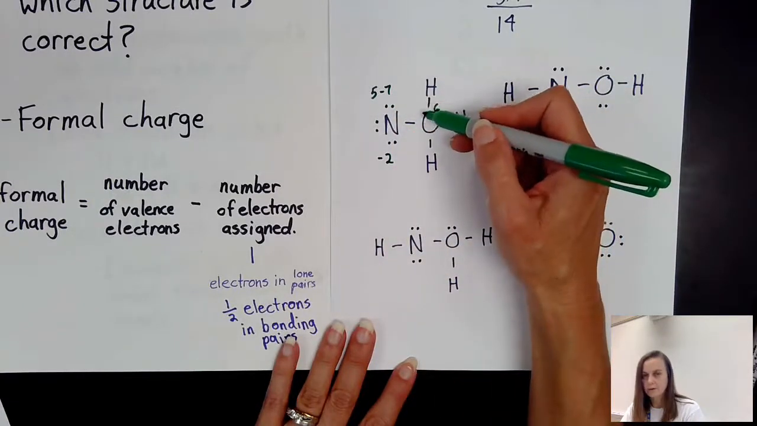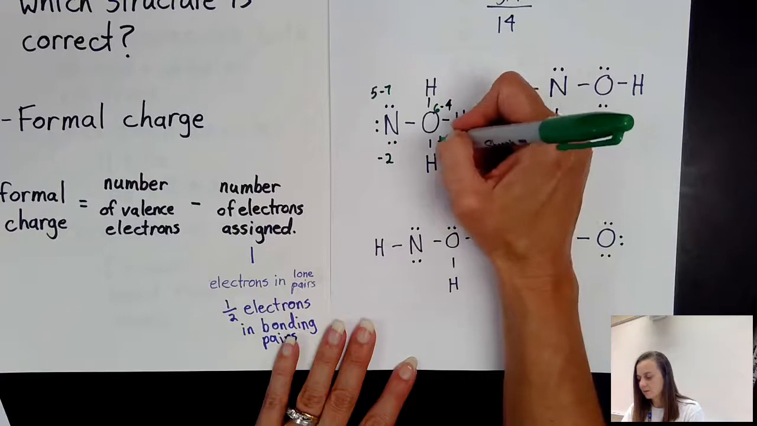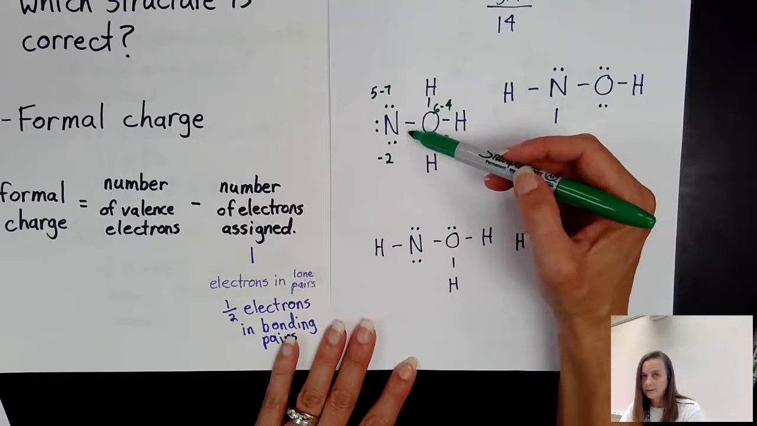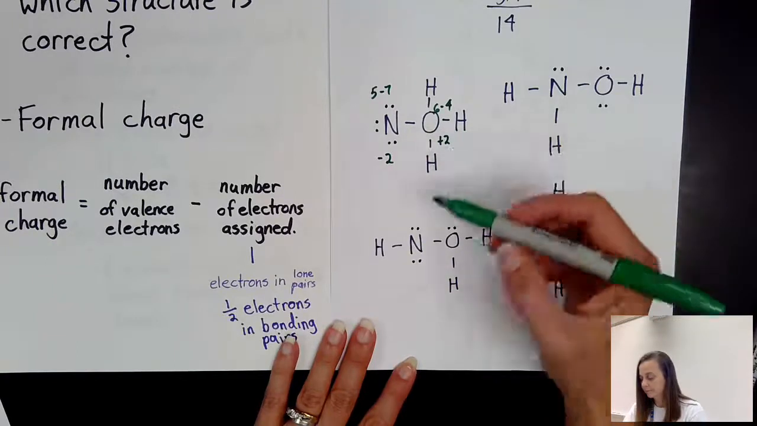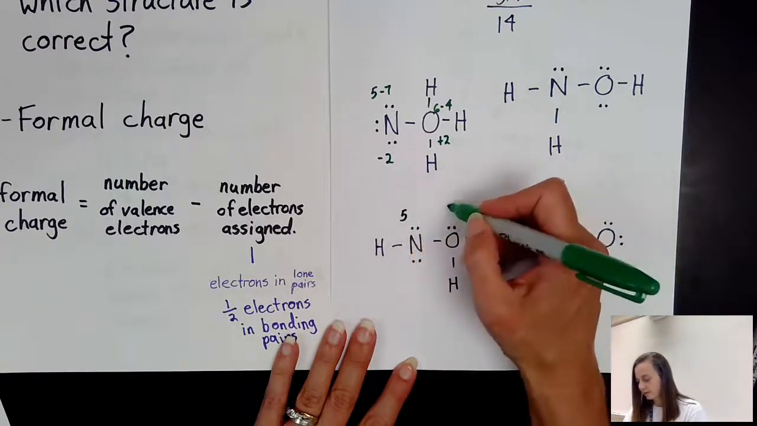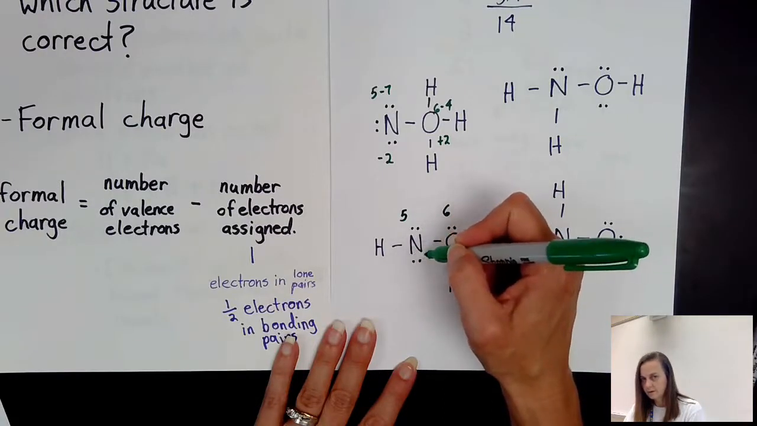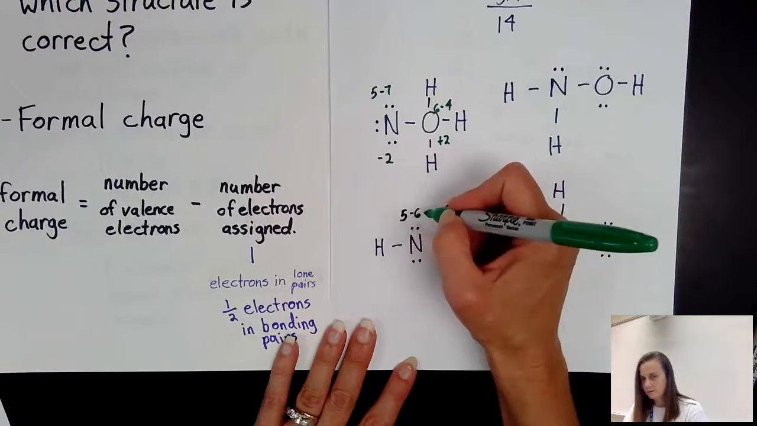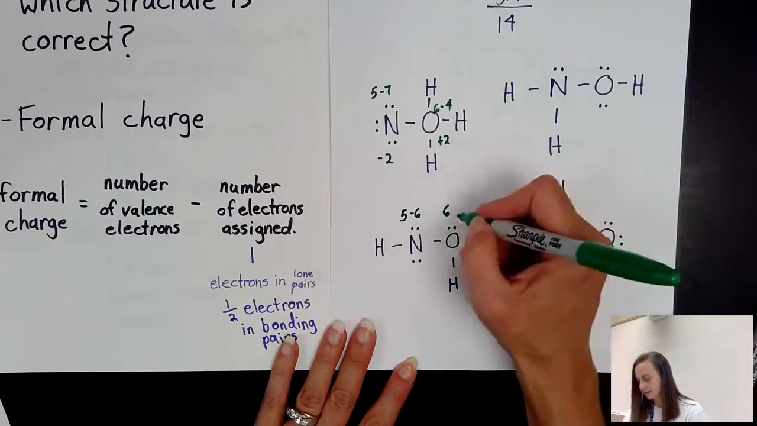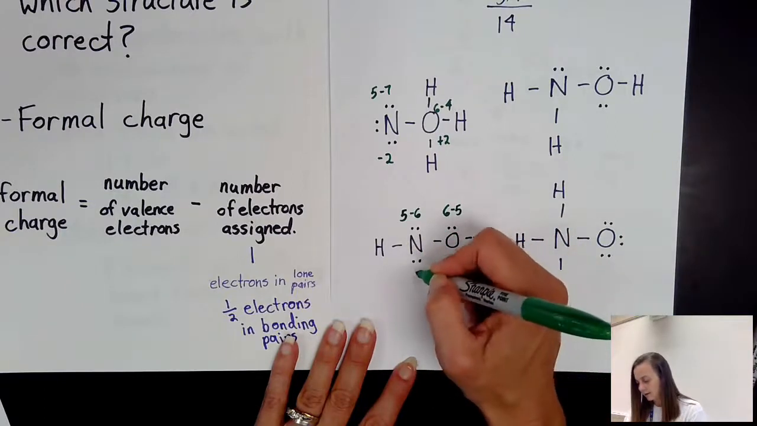Let's check this one out. So again, we have 5 and 6. We have 1, 2, 3, 4, 5, 6 electrons assigned to nitrogen. So we're going to subtract that 6. And we have 1, 2, 3, 4, 5 electrons assigned to oxygen, so we're going to subtract that 5. This is better. Oxygen's +1 and nitrogen's -1, but we still have non-zero formal charges, and we have the more electronegative atom having a positive formal charge. One more example. 2 more examples, sorry.